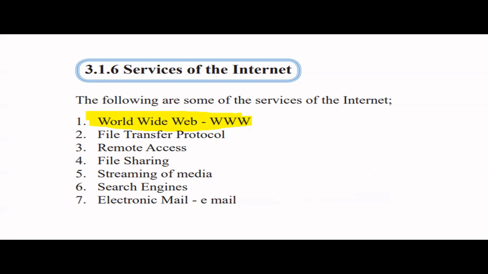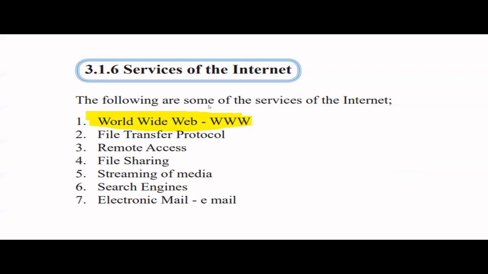So that is the most important thing in the internet. In addition to that, we have file transfer protocol, remote access, file sharing, streaming of media like YouTube, search engines, email, not only that, instant messaging. And what about social media? We cannot ignore all these things. News sites, so many services now. Actually, I don't think we can live one day without the internet. It's so connected to our lives.